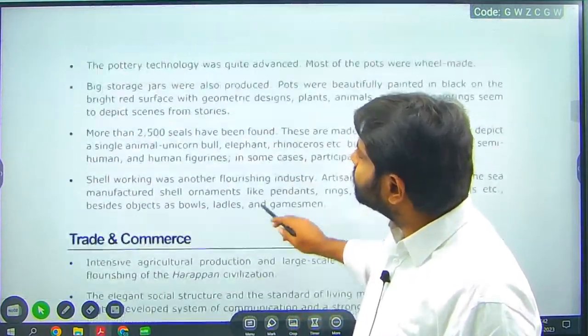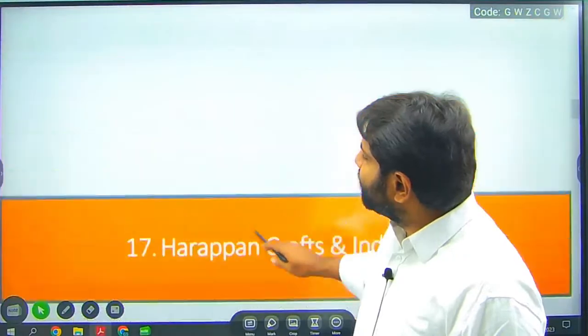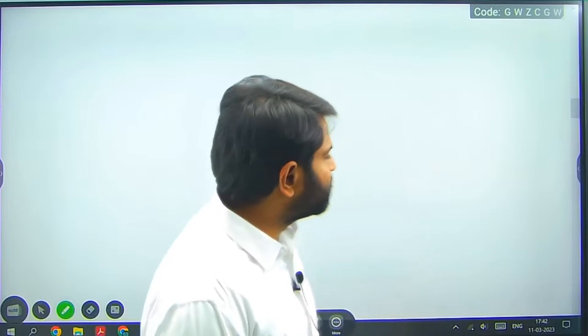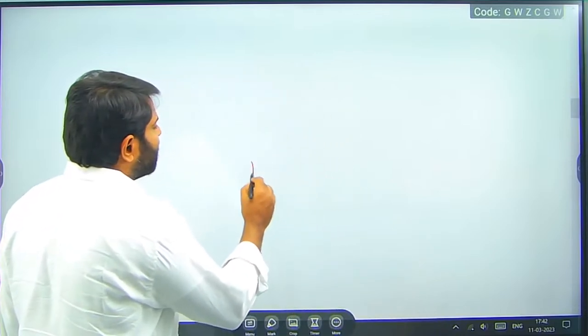Right. So we will take a break. We will be winding up the session for today. So we have reached till Harappan culture.